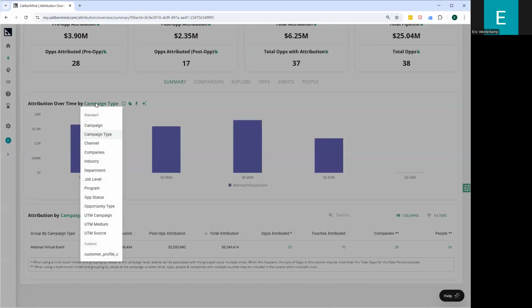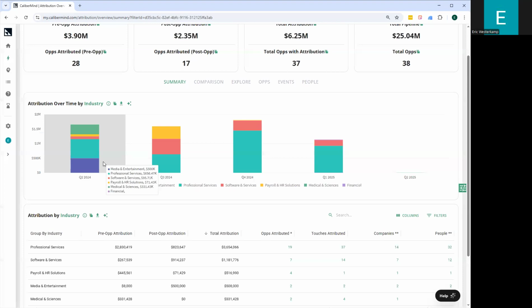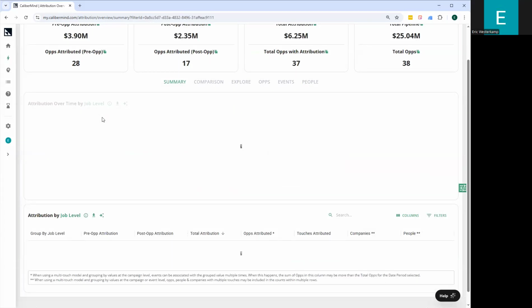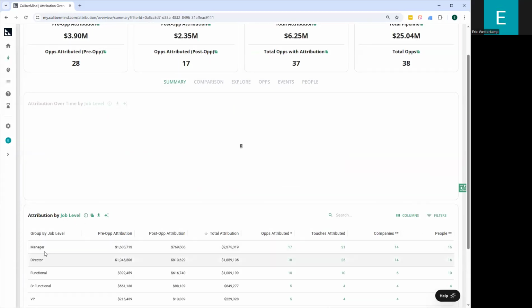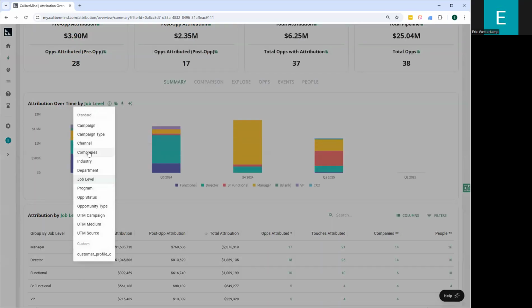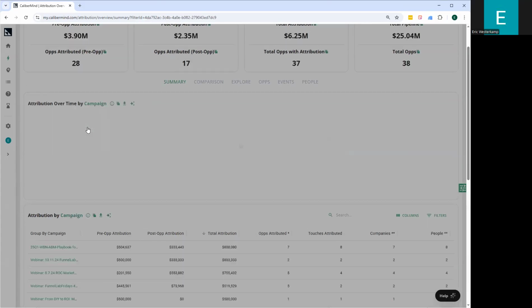But what's really powerful now is I can start to drill in and say, like, well, what industries attended webinars and drove attribution? Or maybe what job levels, what types of people, what individuals are actually getting involved with these webinars at what level inside of the system. I could look at the specific companies, disposition of those opportunities currently, what channels actually drove toward the webinars, or even look at the specific campaigns.